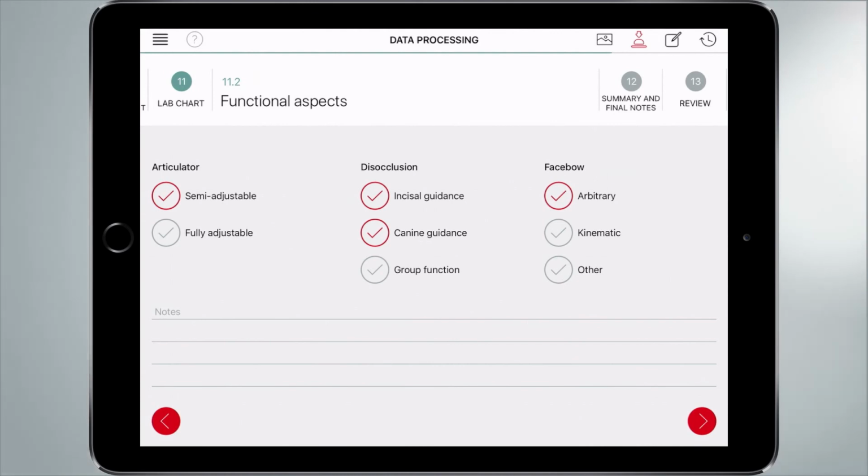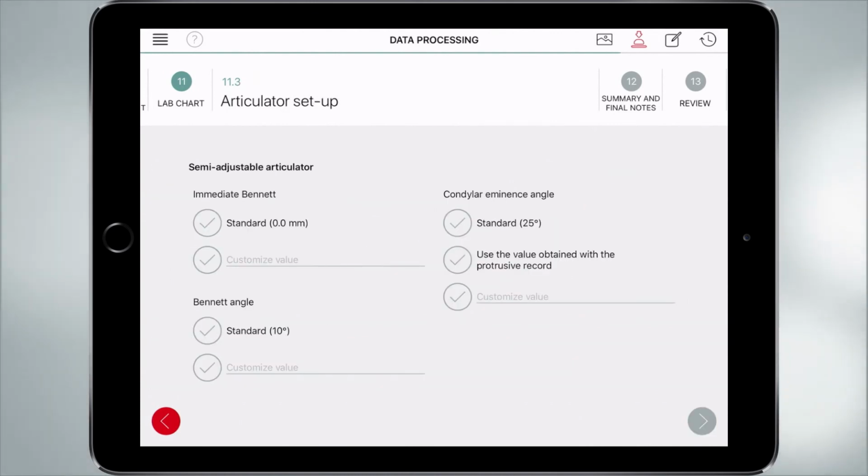So from 11.2 we go to step 11.3. We will use a semi-adjustable articulator. We have 0 in immediate bayonet because we are in CR, in central relation. We want to put 10 degrees on the bayonet angle, and we can now set the condylar eminence angle. It could be standardized to 20-25 degrees, or you can use a protrusive record in order to assign with the bite record this kind of customized condylar eminence angle.